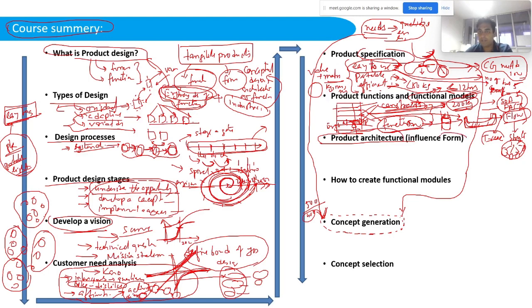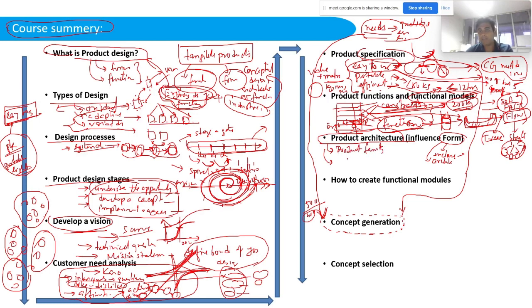So when we consider product form, it's basically the enclosure, which also involves the aesthetic part, the ergonomics part. It also involves how the architecture is designed, how the functional modules have been planned. So in product architecture planning, we considered two types of architecture. One is product family architecture.